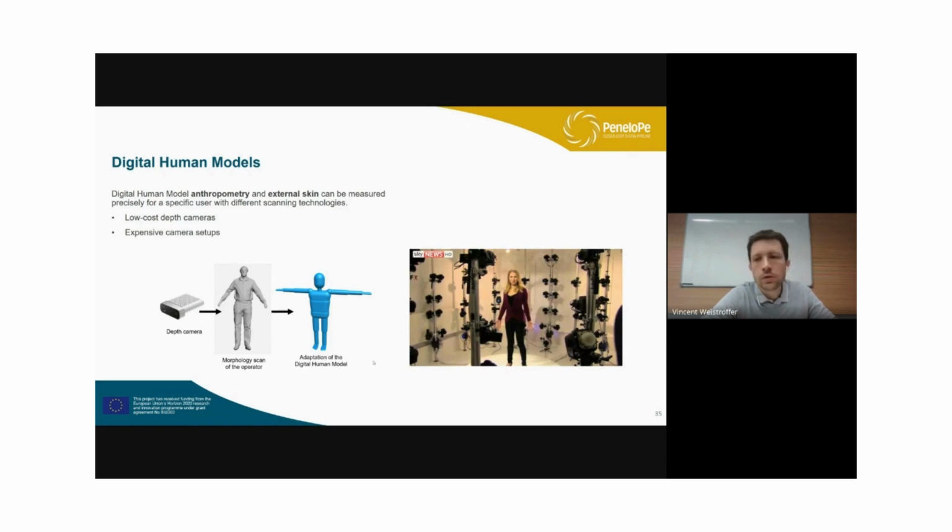This kind of technology is only used if you want a specific digital human model for a specific user. If not, you would probably prefer to use templates and total height and total mass as inputs.